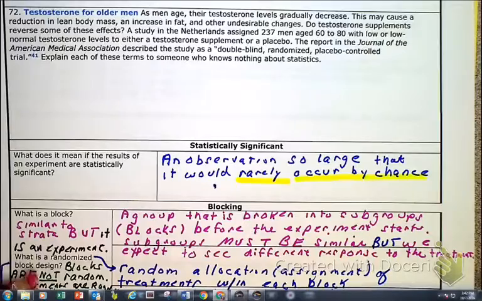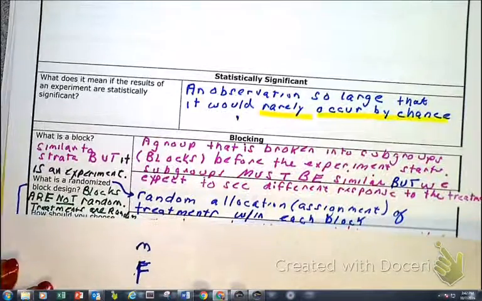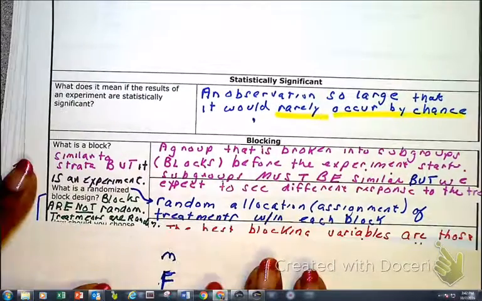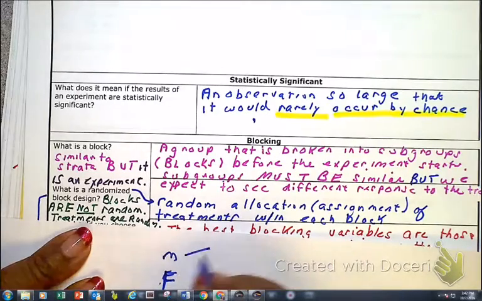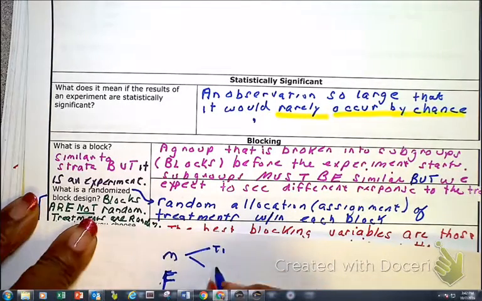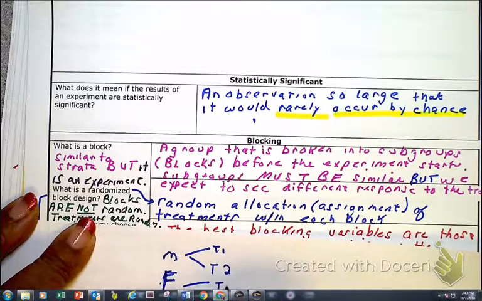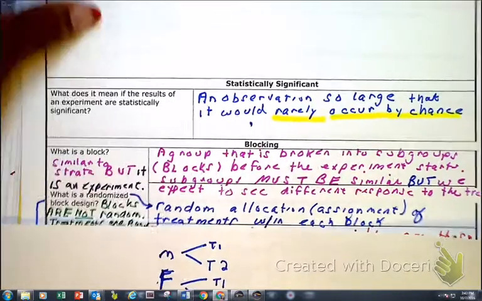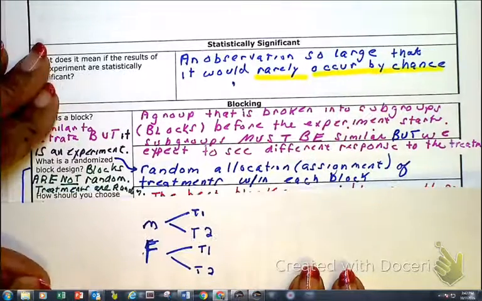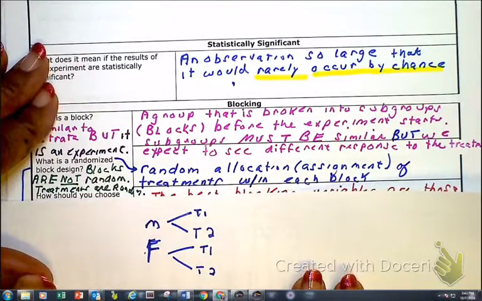And then after I've gotten my male and my female and put them in blocks, I'm going to randomly determine, well, who's going to get treatment 1, who's going to get treatment 2, and of the females, who's going to get treatment 1 and who's going to get treatment 2. That is how you randomly assign within the blocks.